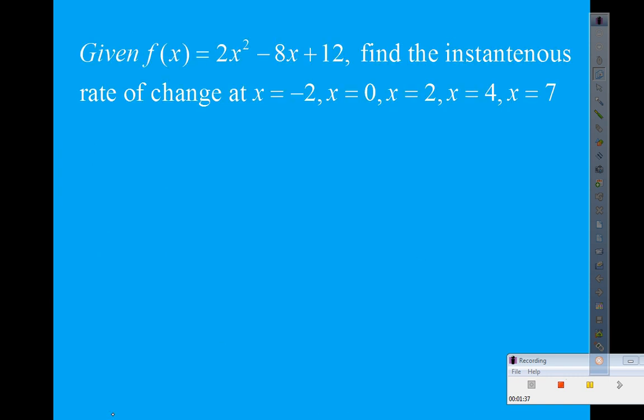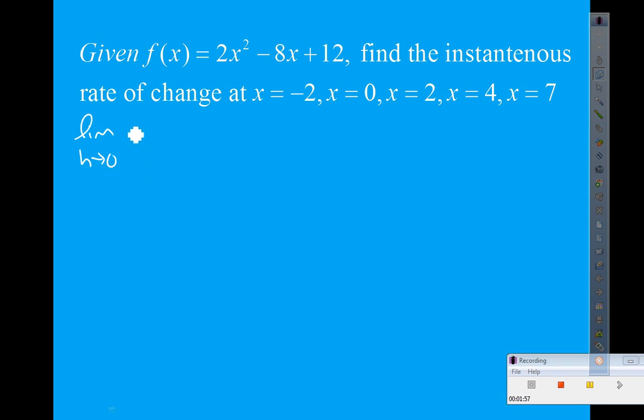But here's our lesson today. Given f of x equal 2x squared minus 8x plus 12, I'd like to find the instantaneous rate of change at these 5 numbers. We did this last time, but think about this. For you to find the instantaneous rate of change at x equal -2, here's what you would have to do.